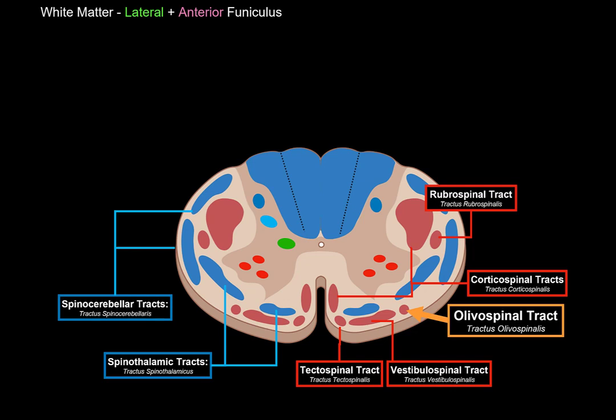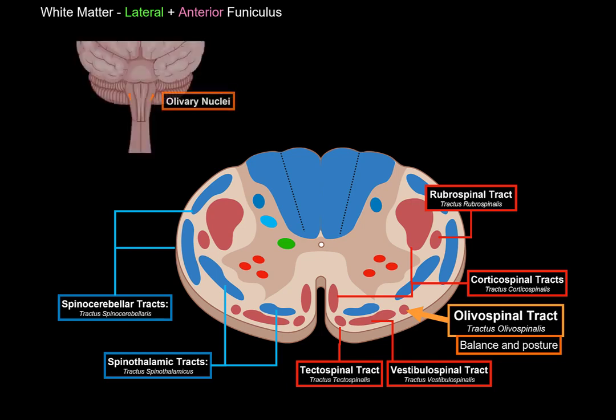Next, we have the olivospinal tract. The olivospinal tract is also responsible for balance and posture. Inside of your medulla oblongata, there are olivary nuclei that send out fibers to the spinal cord as the olivospinal tract, which also synapse with the motor nuclei. So keep this in mind that all motor tracts synapse with the motor nuclei of the gray matter.